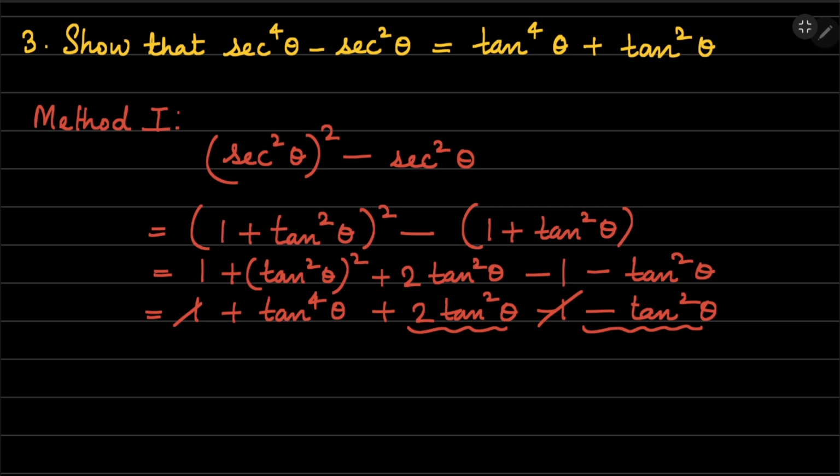Plus 1 and minus 1 gets cancelled. So what remains is nothing but tan to the power 4 theta. What is 2 tan square theta minus tan square theta? 2 minus 1 is just 1.